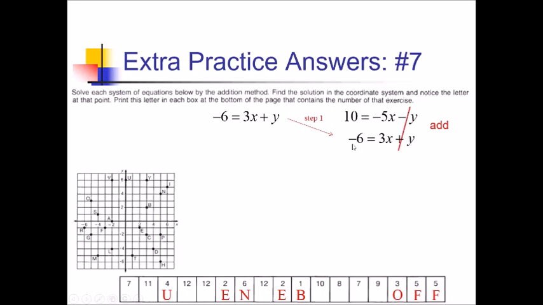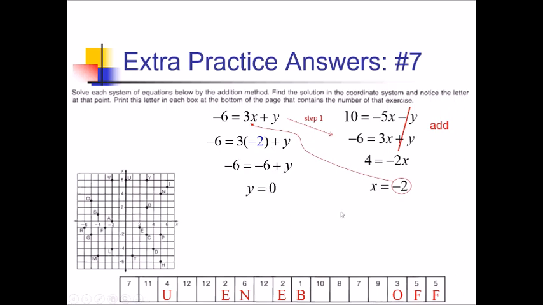So I have 10 and negative 6 giving me 4 on the left side. And then negative 5x plus 3x is negative 2x. Dividing both sides by negative 2, I've got x equals, well, negative 2. Plugging that back in over here, that's negative 6 equaling 3 times negative 2 plus y. So that's negative 6 equals negative 6 plus y. Adding 6 to both sides, we've got 0 on the left side and just y on the right side, so we've got y equals 0. That's the point negative 2 comma 0.